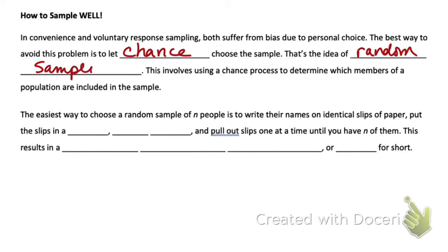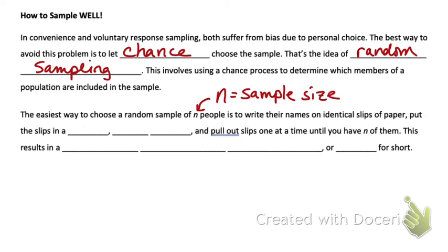Now, this involves a chance process to determine who's going to be included in the sample. The easiest way, you guys, to get a random sample of n people, what does n stand for? The amount. n is your sample size. Little n is sample size.